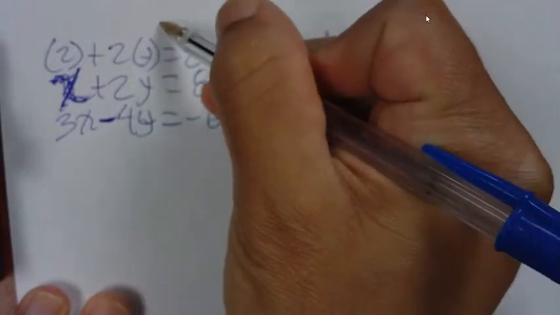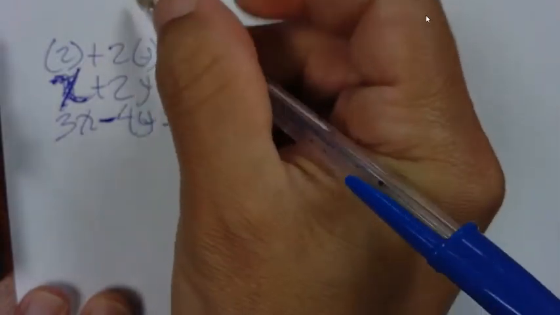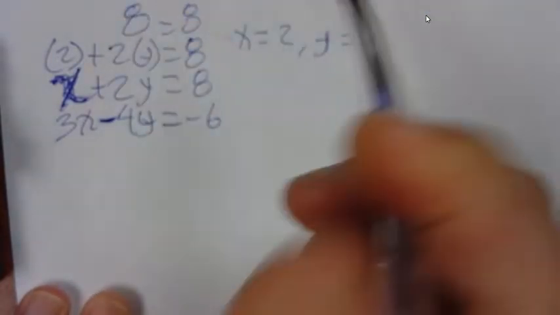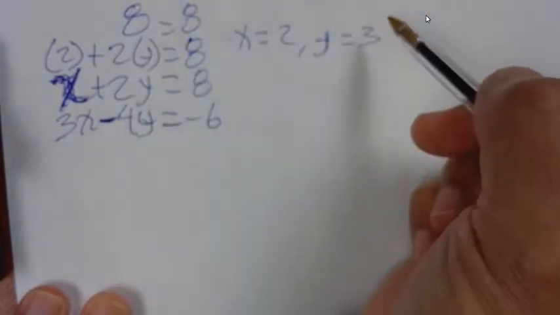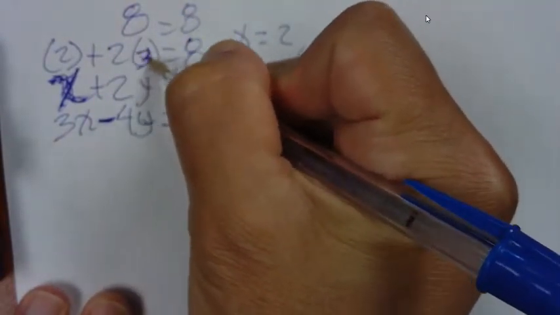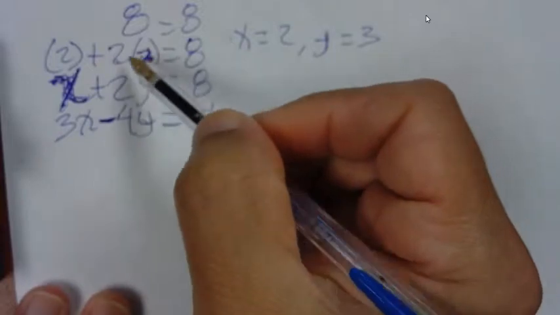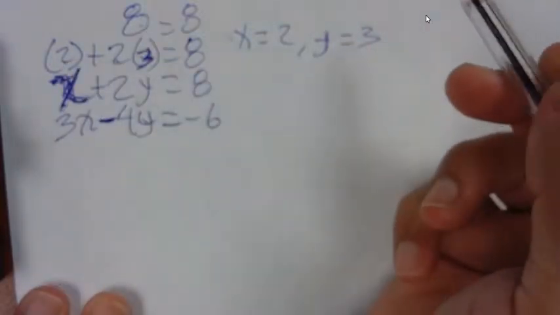you will get an 8 on this side. Oops, 2 times 3, that's 6. 2 times 3 is 6, plus 2 is 8.